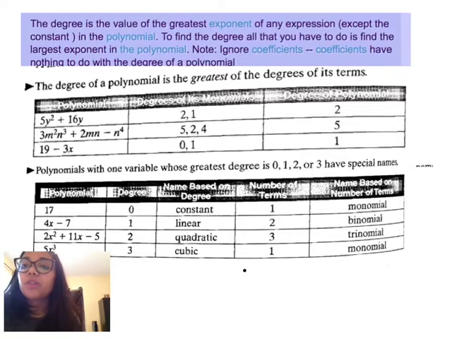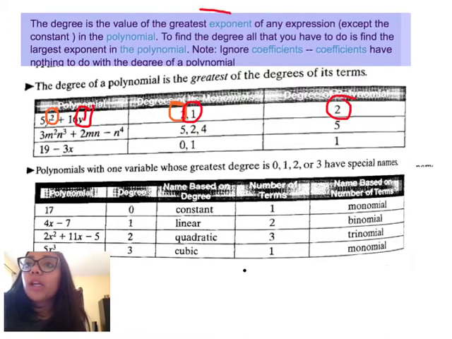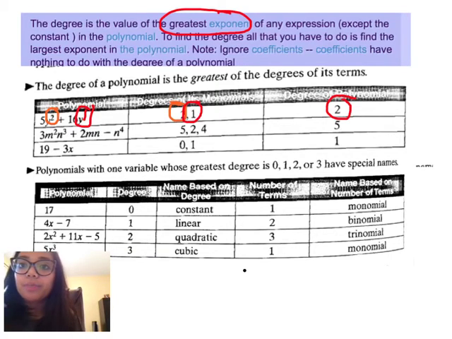So this first number is split up. 5y squared, that's where the 2 comes from. And the next one is a 1, because 16y to the 1, so that's where the 1 comes from. So the degree of the polynomial is 2, because it's the greatest exponent. If that was a 3, then it would be 3. So let's go on to the next one.